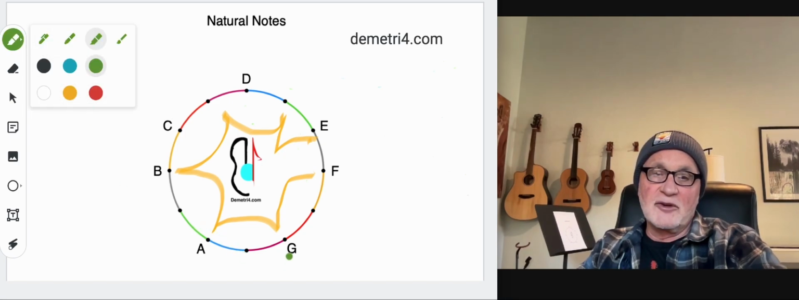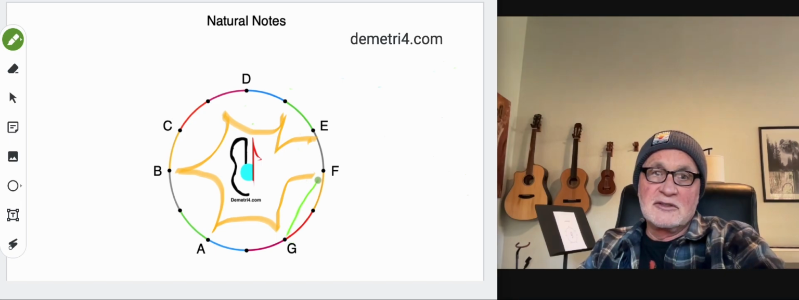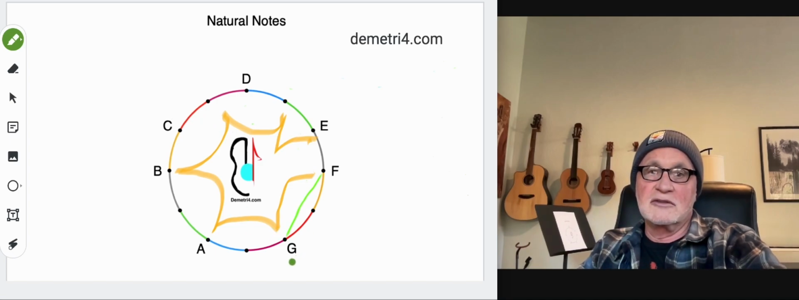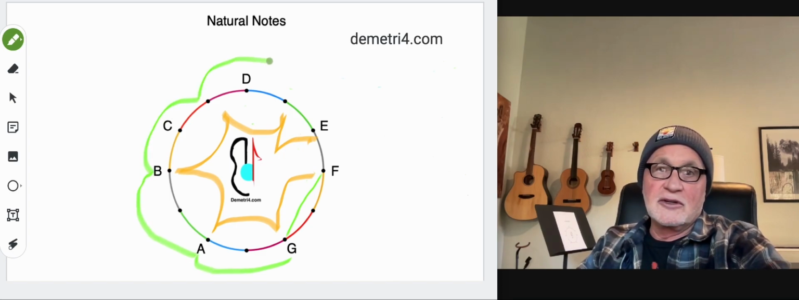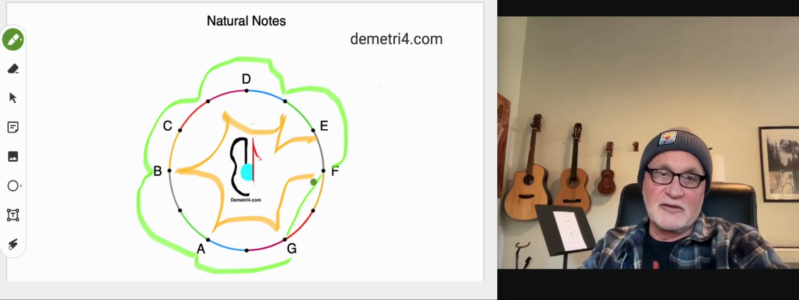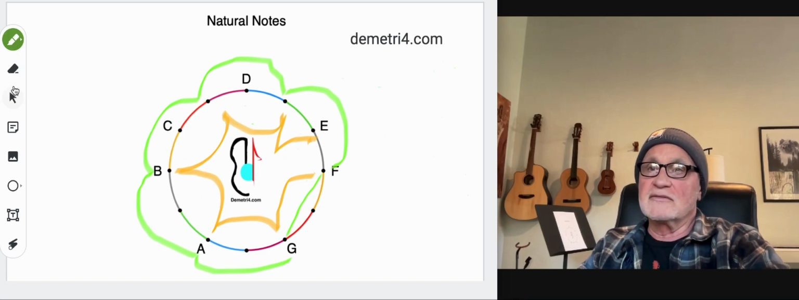Oftentimes called a dominant seventh, okay? So we're going from here to here, but we're going all the way around the circle. Can't do the shortcut because this is the lower note. G is the lower note. 1, 2, 3, 4, 5 whole steps. So intervals are always counted from the lower note to the higher note. They could be far, or they could be close, okay? Minor seventh.